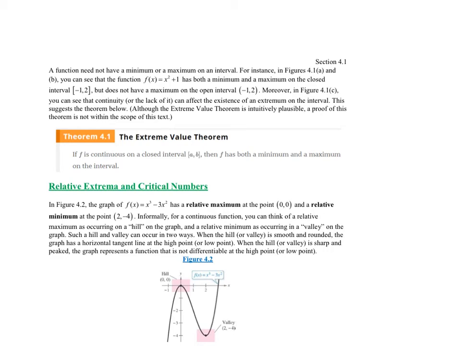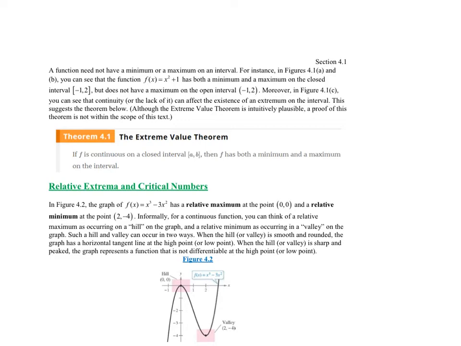A function need not have a maximum or minimum on an interval. That's shown in the 3 pictures on the previous page. It says, for instance, in figure 4.1a and b, you can see that the function x squared plus 1 has both a maximum and minimum on the closed interval [-1, 2], but does not have a maximum on the open interval (-1, 2). Moreover, in figure 4.1c, that one with that hole, you can see that continuity, or the lack of it, can affect the existence of extrema on an interval. It says this suggests the theorem below.